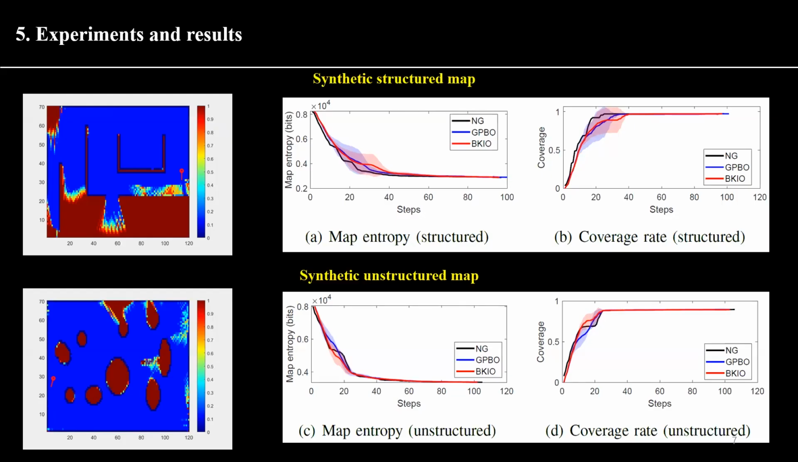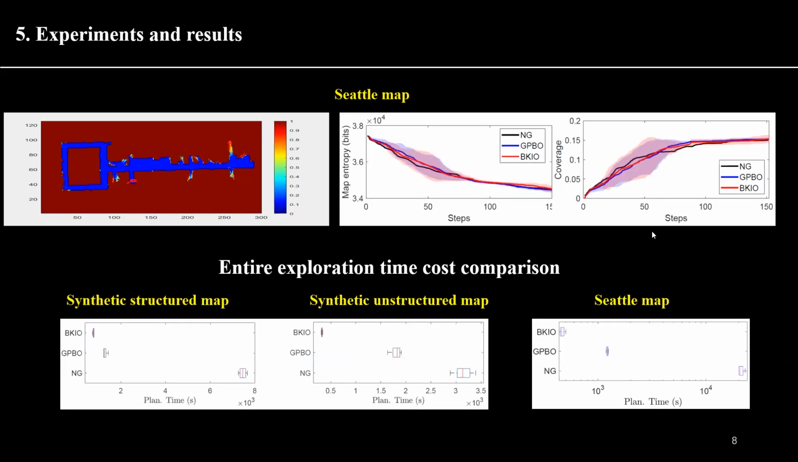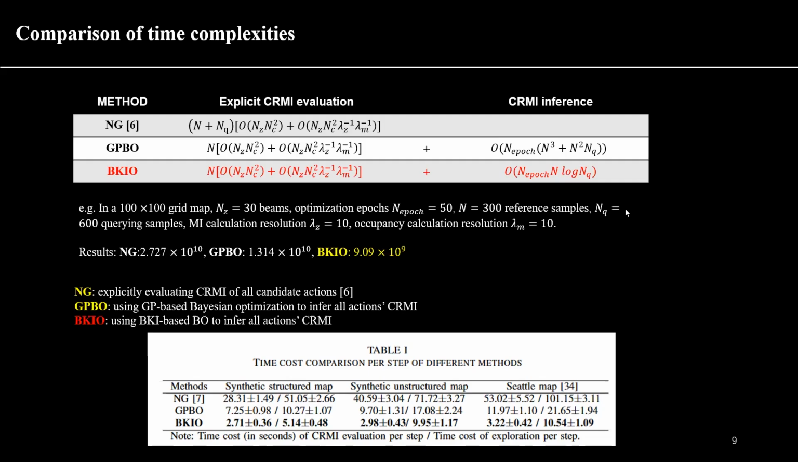Here we come to the experiments section. We first use two synthetic and one dataset maps to demonstrate some primary results. To compare the exploration performance using different methods intuitively, we present the evolution of map entropy and coverage rate of each method in the figures. We also compare the time cost of the entire exploration to show the priority of our proposed methods. This verifies a key conclusion that our proposed BKIO and GPBO methods can improve the time efficiency significantly without losing much exploration performance. We have an exact time complexity analysis of three methods.